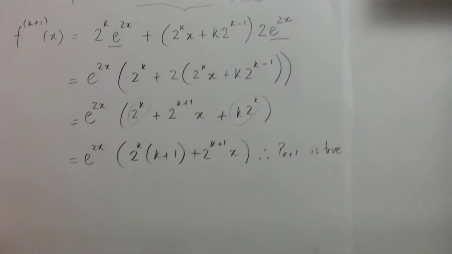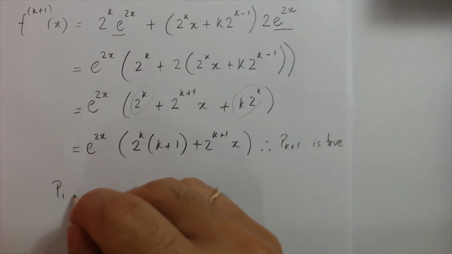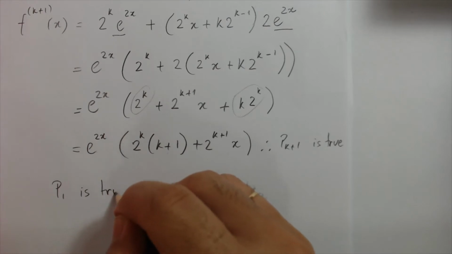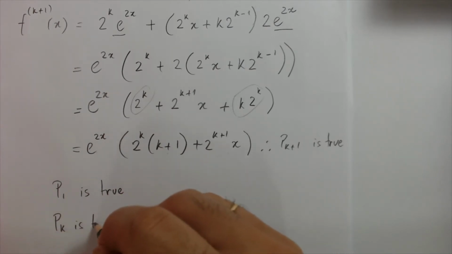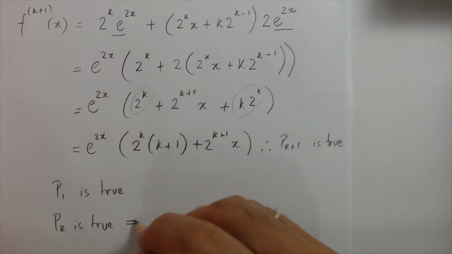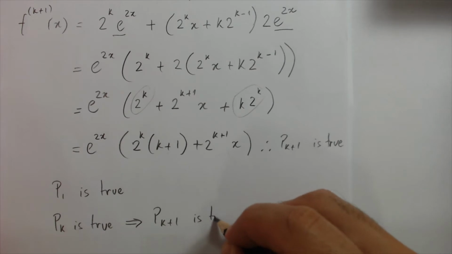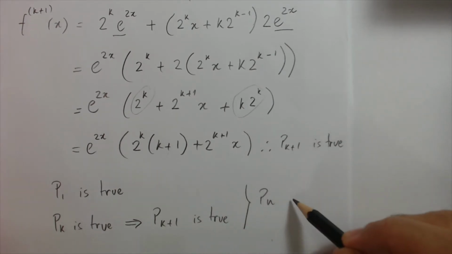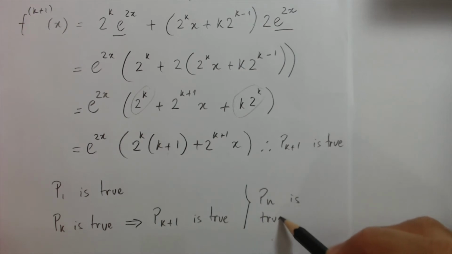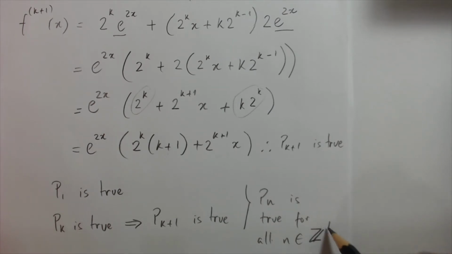And then the final conclusion of the induction is: P1 is true, and when Pk is true, Pk plus 1 is true. So that's what we have shown. So with that, Pn is true for all n, in this case.